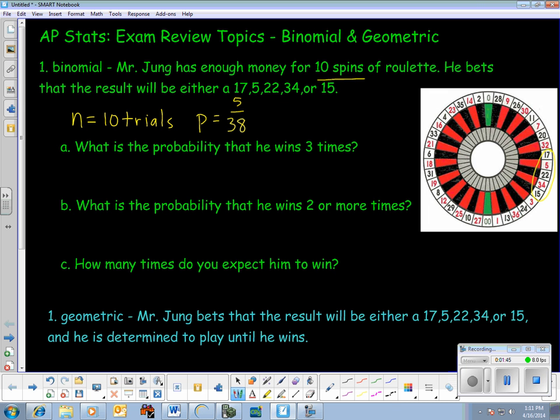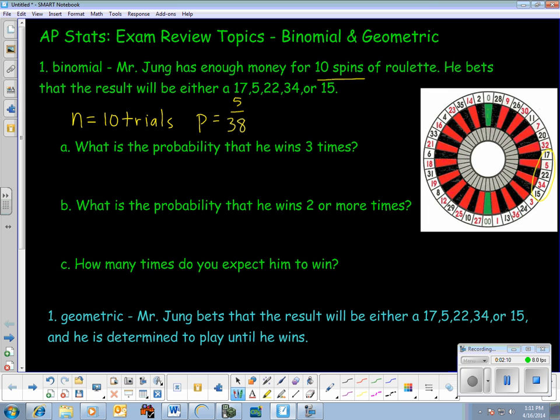Now we could also define Q as 33 out of 38, the probability of failure. But in your calculator, we only have to plug in P, and then the calculator is smart enough to know what Q is because it's just 1 minus P. And then the rest of it, we have number of successes, and that's going to be specific to each question, A, B, C, or at least for A and B.